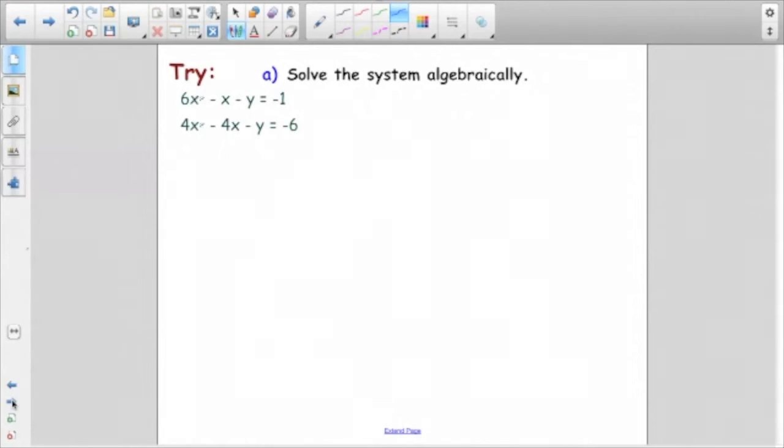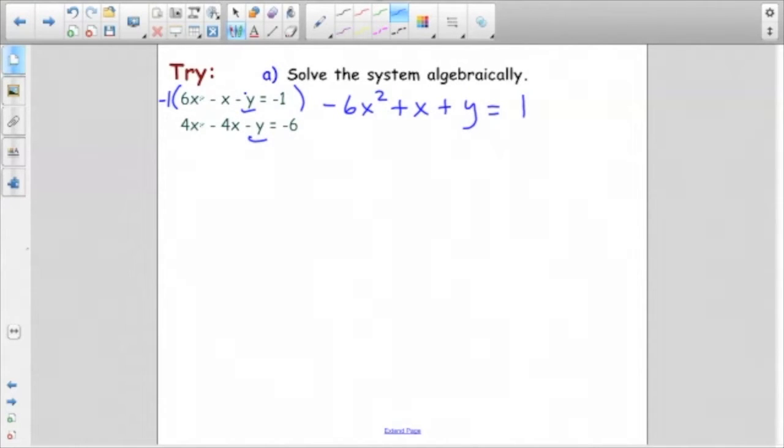Okay, let's try this one. So again, I look at the y's. Remember, you're always zeroing the y's. Now, I could do substitution, or I could do elimination. So I'm going to pick elimination because I'm going to multiply this top one by -1. And what that does, it changes this to positive y, and I have a negative y. There's elimination. So I get negative 6x squared plus x plus y equals 1.